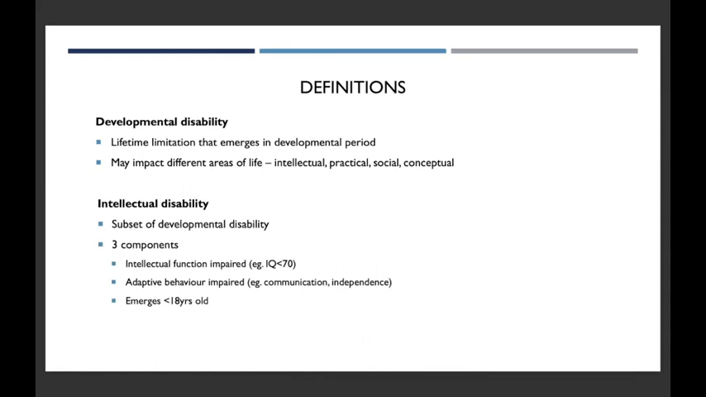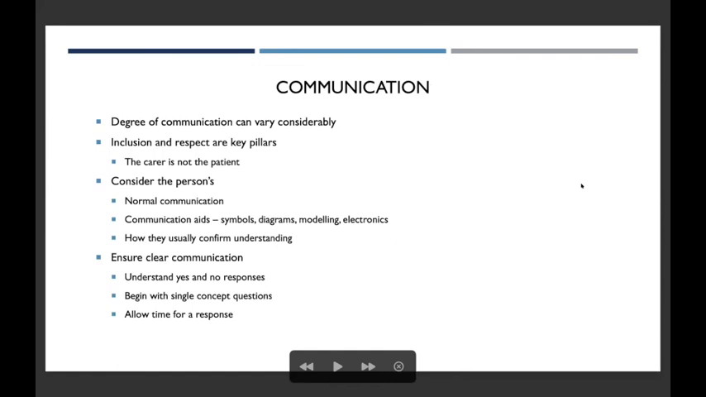Three main components. Intellectual functioning is impaired. Usually we use a cutoff of less than 70 for IQ, but that's not a hard and fast rule. They've got adaptive behavior impaired. So for example, communication is impaired, and it occurred in the developmental period. In terms of communication, it really varies along a spectrum, so how well this patient communicates, you need to understand their baseline.